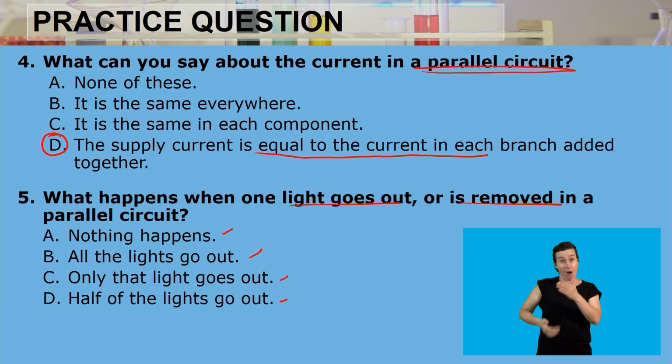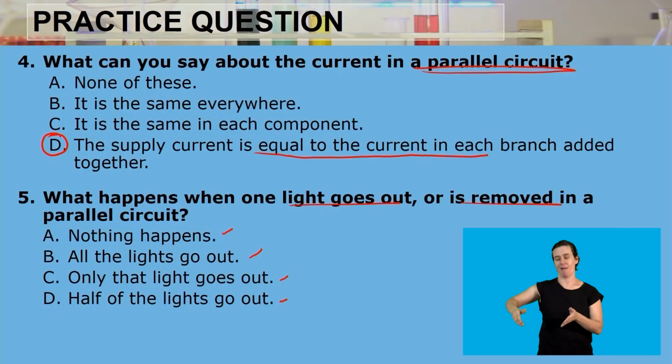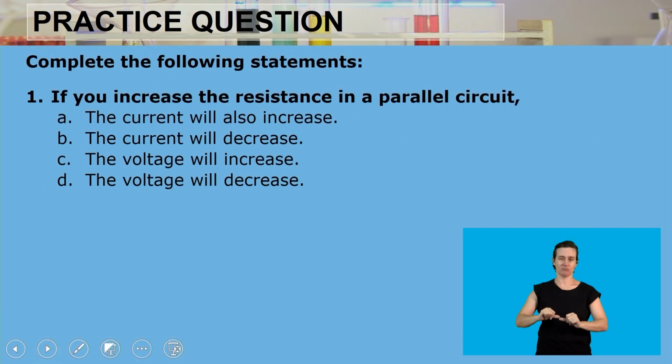Remember, if you have a 5-room house, if one light bulb in one of the rooms goes out, all the other light bulbs can still work. That's the advantage of using a parallel circuit. So therefore, our answer here is C, that only that one light bulb is going to go out. The other ones will still be functioning.